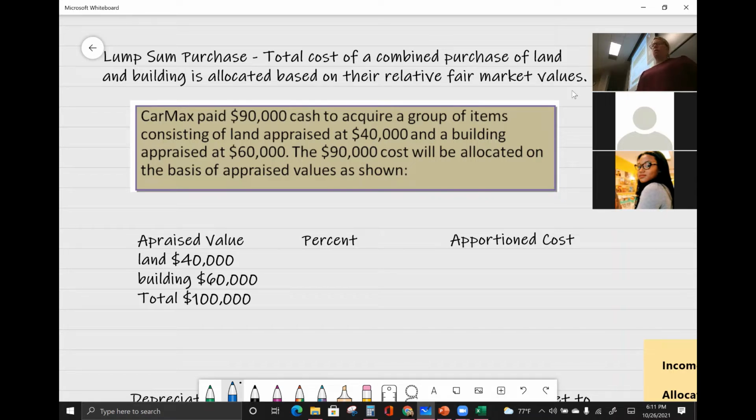So we want to figure out, okay, how do I determine what my percentage is? That's how we're going to come up with the allocation. You have to take those assets that you purchased, add them together to come up with a total. And then we're going to figure out each percentage of that total. So we'll just take the $40,000 for the land over the $100,000 to come up with our percent, right? So it'd be 40% for the land, 60% for the building.